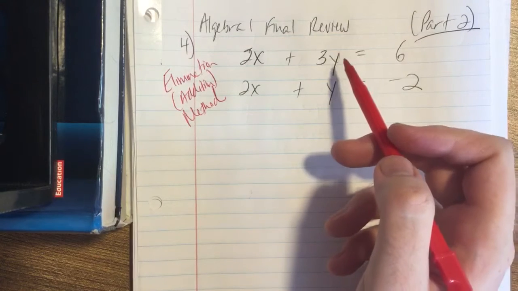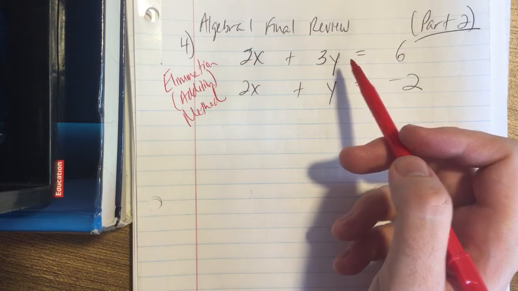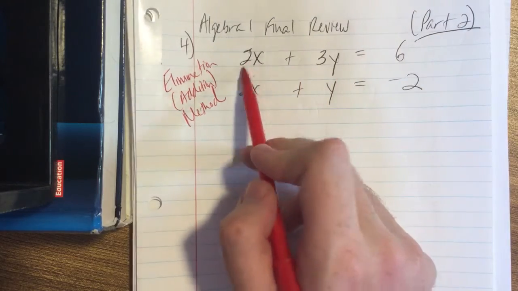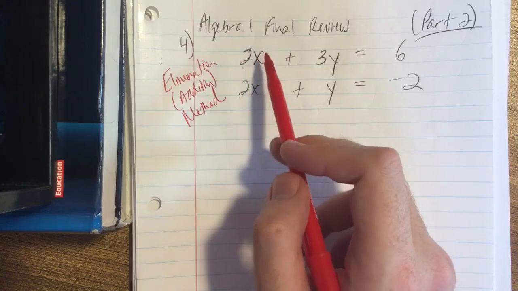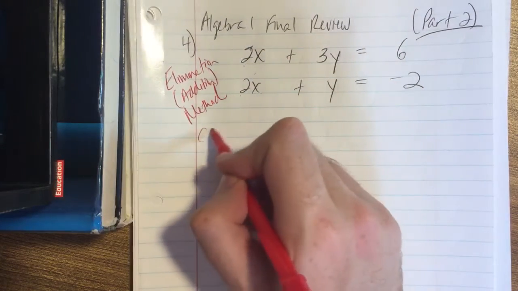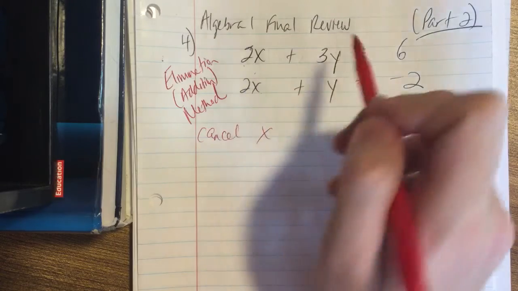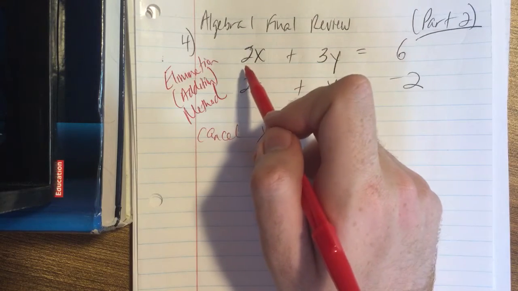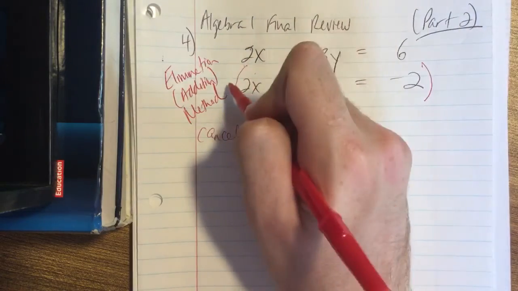And we're going to cancel out one of the variables in order to find the value of the other variable. Since we already have 2x and 2x, I'm going to be using that. I'm going to choose to cancel x. And in order to do that, I would need to have a negative 2x in one of these equations. So what I'm going to do is multiply the entire second equation by negative 1.